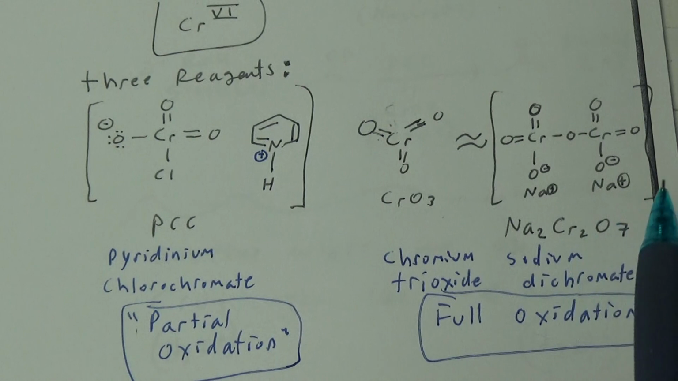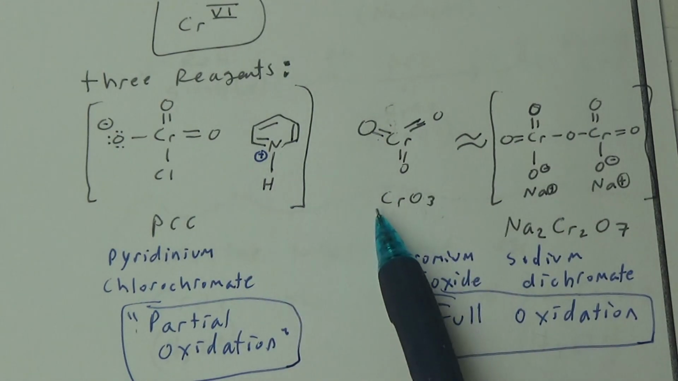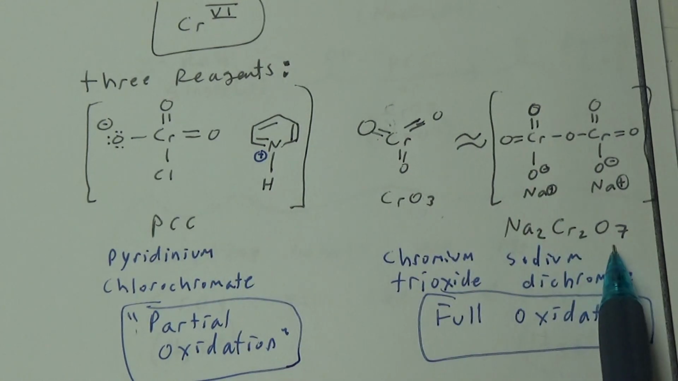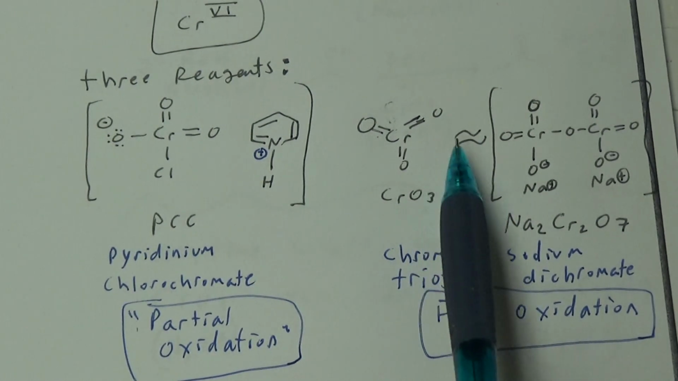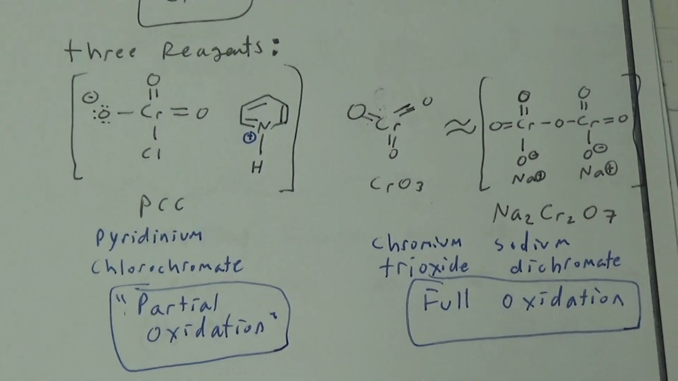And basically, I emphasize PCC and CrO3. The book mostly emphasizes PCC and Na2Cr2O7. I think CrO3 is easier to memorize, though. It really does the same stuff. So you have a partial oxidizing agent and a full oxidizing agent.